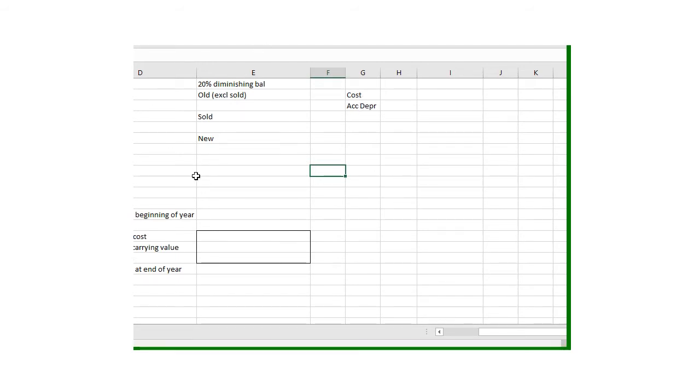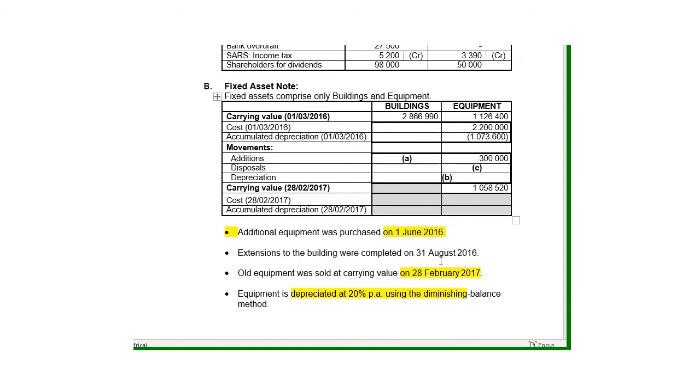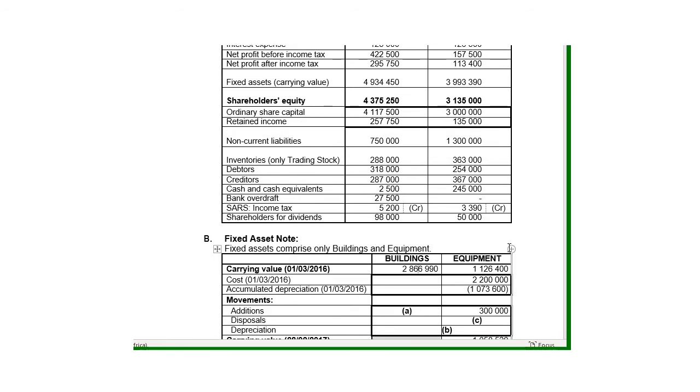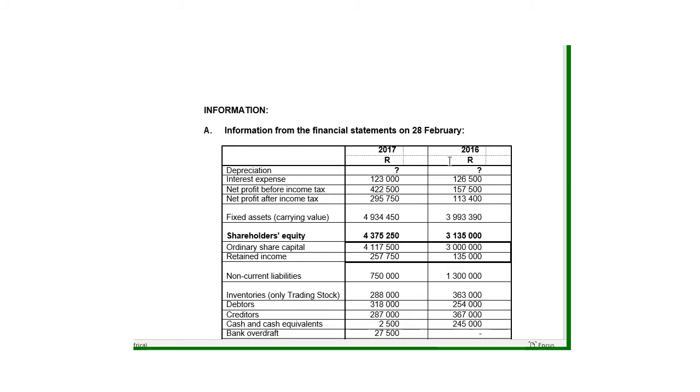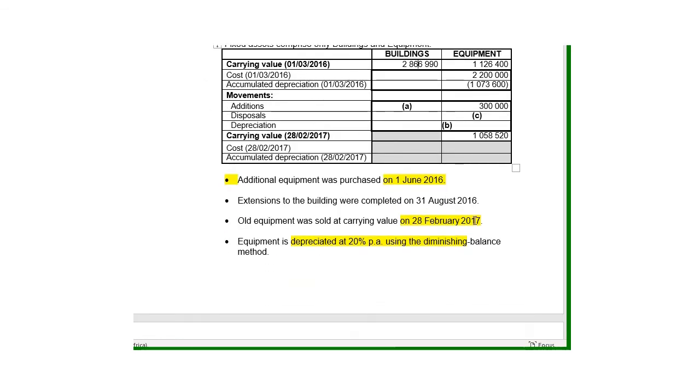So I must go and look for figures to do this calculation. Before I do that, let me just make sure what they tell us about the equipment that was sold. It was sold on the 28th of February 2017. Now, if I look at my year end, it is 28 February. So what this means is they sold the old equipment on the very last day of the month.